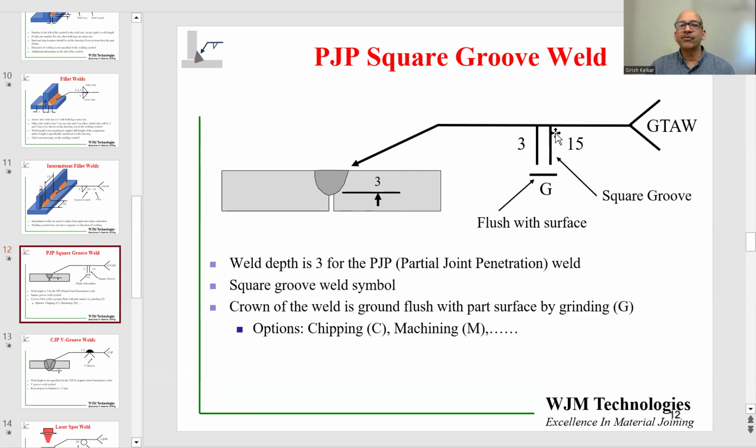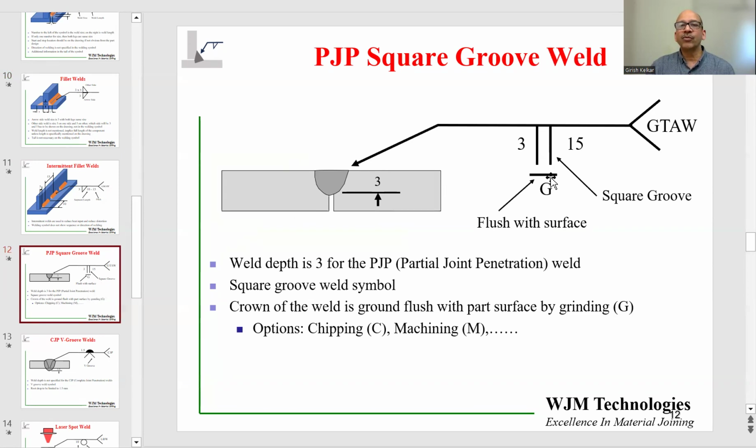Now this is a symbol for square groove joint design. So square groove joint is depicted as 2 parallel lines, vertical parallel lines. The number 3 is the minimum depth required. So the depth can be more than 3, but not less.